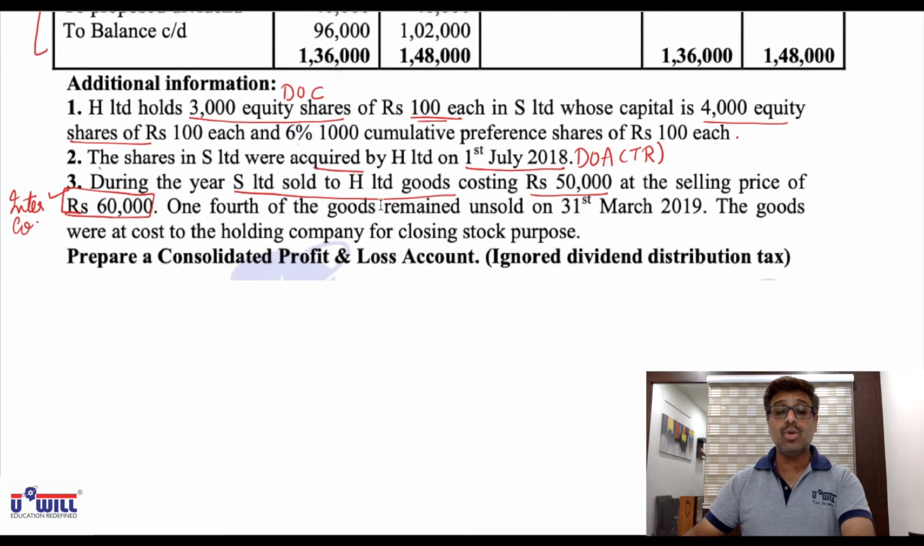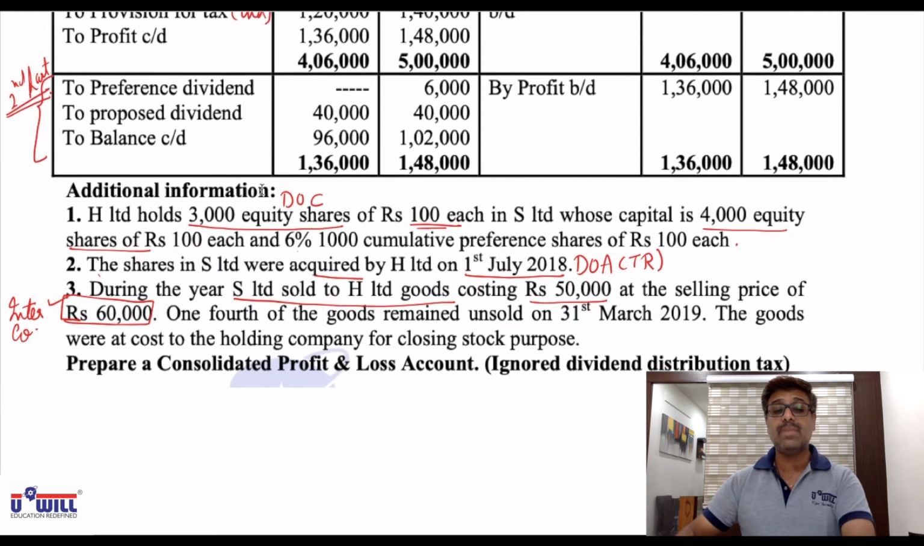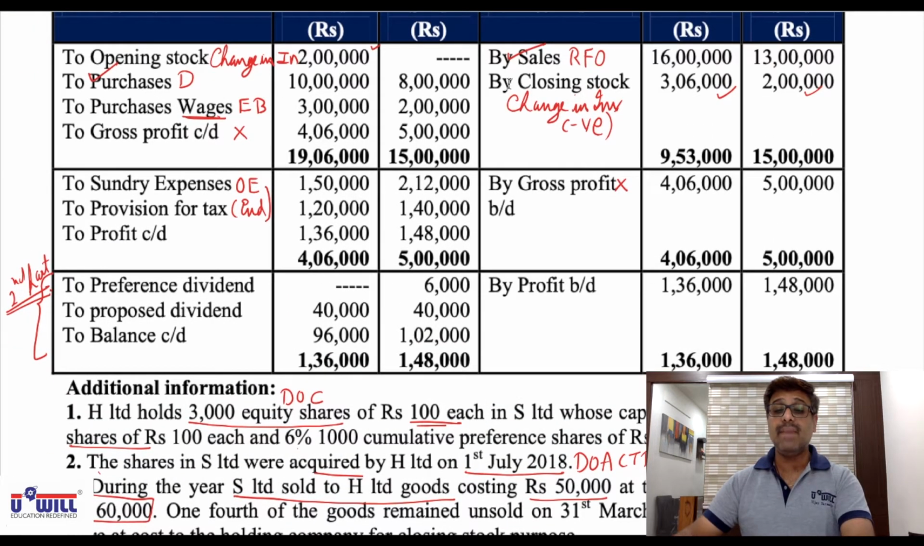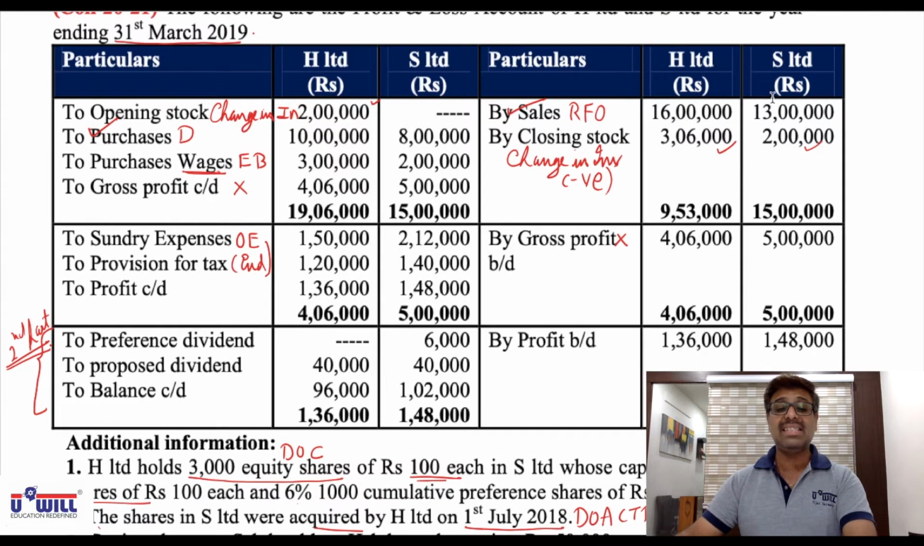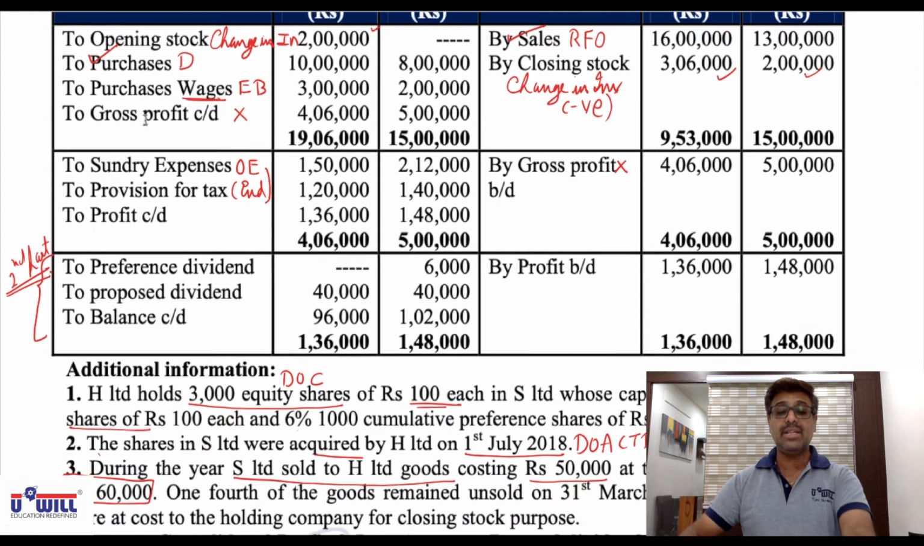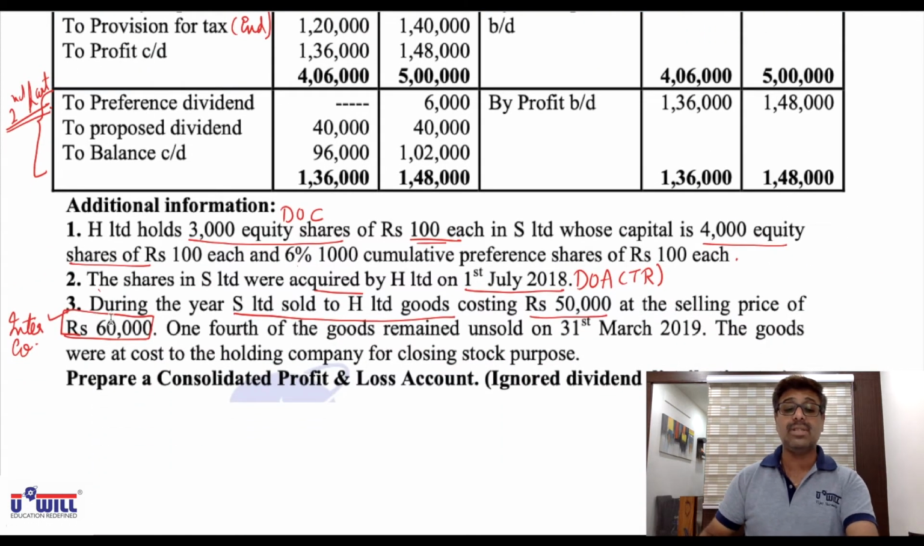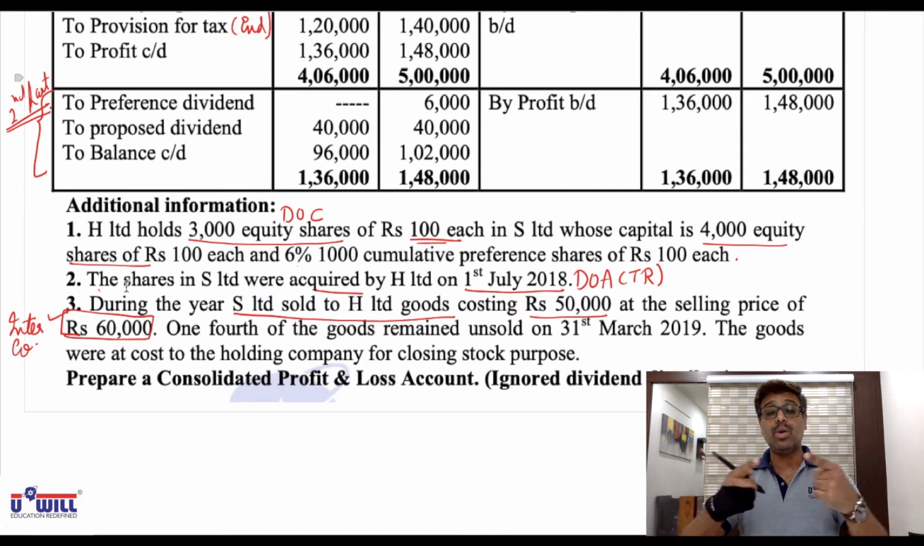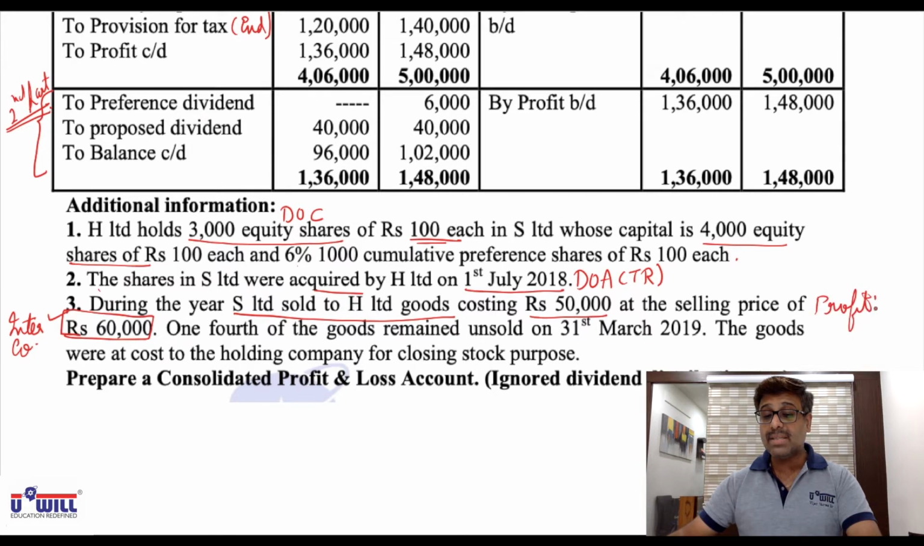S Limited has sold goods to H Limited, so we will minus from the expense of purchases and we will minus from the income of sales. In one company, S Limited has sold, so it is included in S Limited's sales. And H has purchased, so it is included in H Limited's purchases. But what amount? 60,000. The transaction between the two companies has been for 60,000. Profit earned is 10,000. So this will help us in calculating unrealized profit.